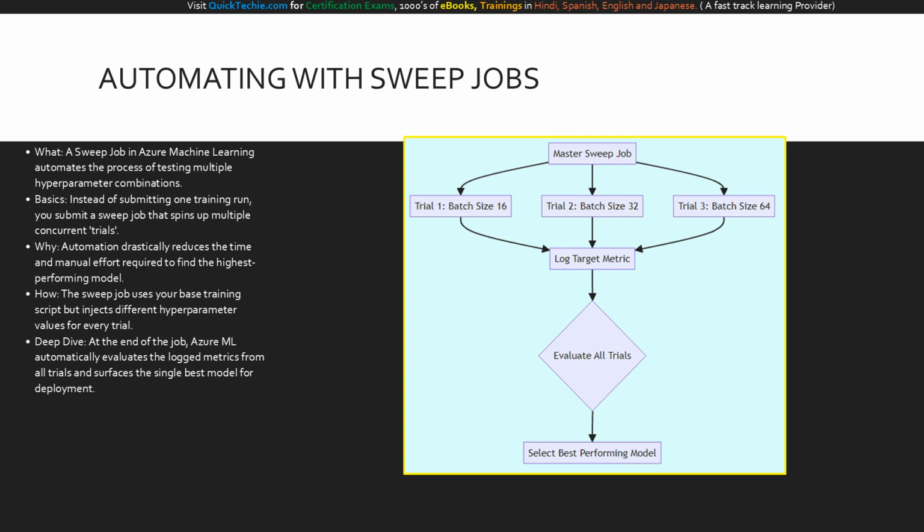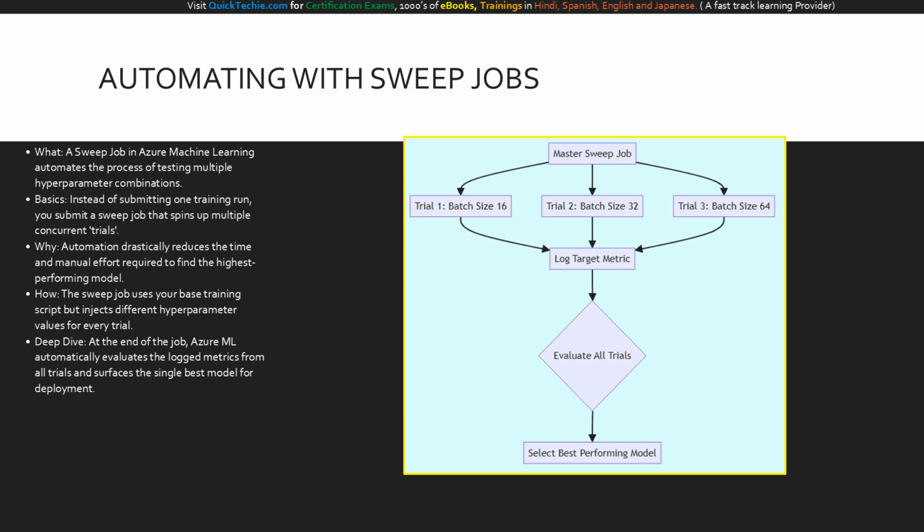How does it work? You provide a single base training script, and the sweep job engine dynamically injects different hyperparameter configurations into each trial. As a deep dive, you don't even have to dig through the results manually. The sweep engine monitors the evaluation metrics logging from every single trial and automatically highlights the absolute best performing model, ready for you to register and deploy.